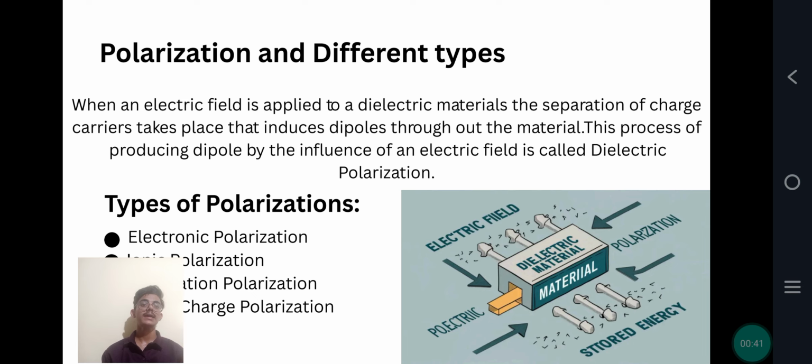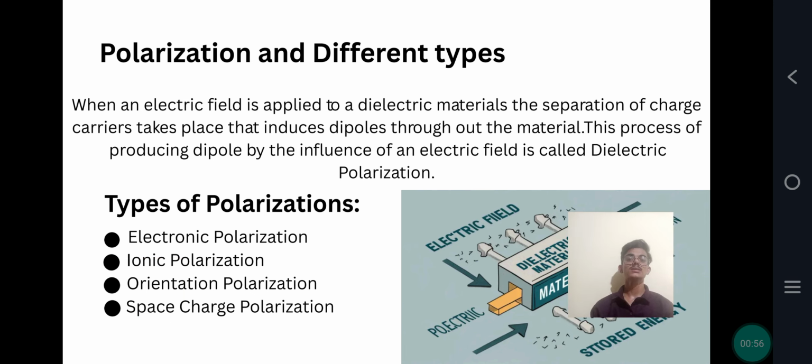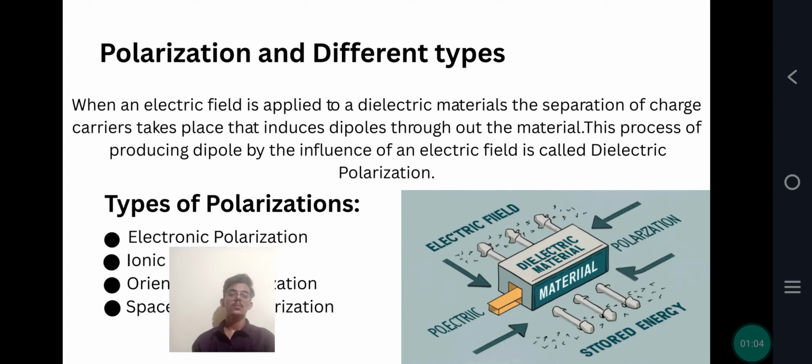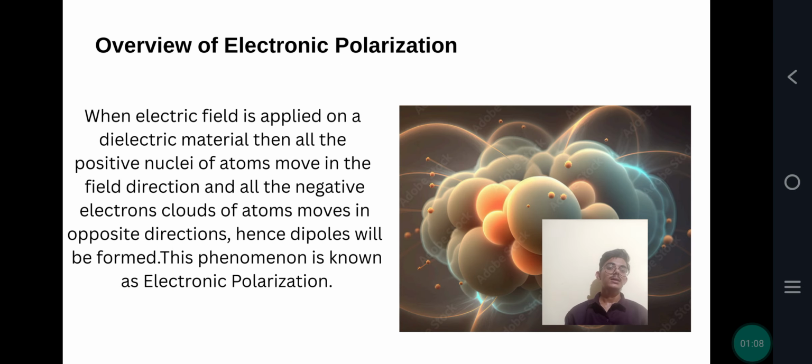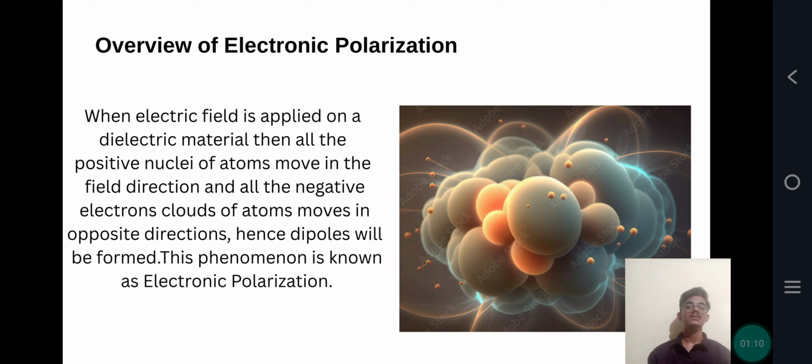Definition. When an electric field is applied to a dielectric material, the separation of charge carriers takes place that includes dipoles throughout the material. This process, which produces dipoles by the influence of an electric field, is called dielectric polarization. There are different types of polarization: electronic polarization, ionic polarization, orientation polarization, and space charge polarization. Let us discuss one by one.